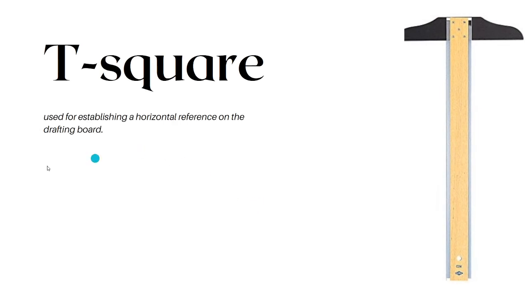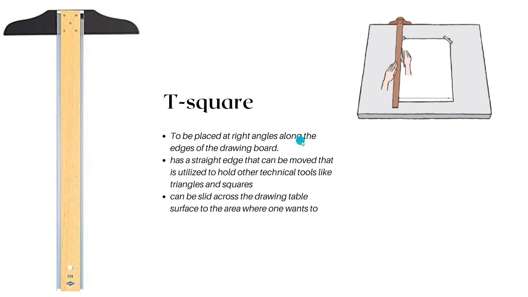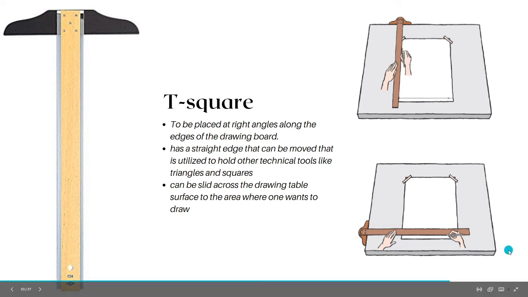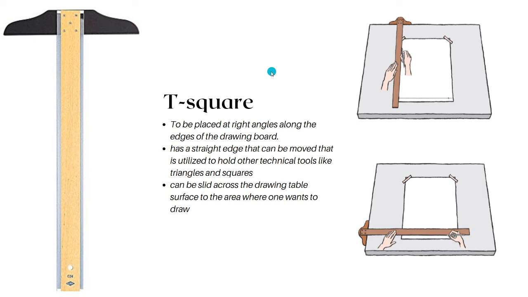So, I think familiar na daning T-square. This is used for establishing a horizontal reference on the drafting board. No? So, igo lang gyud ang T-square mo align sa atong paper. Or kana lagi maka-establish ta og usa ka line nga sentro gyud mismo nga mo align sa atong paper pod. So, this is to be placed at right angles along the edges of the drawing board.